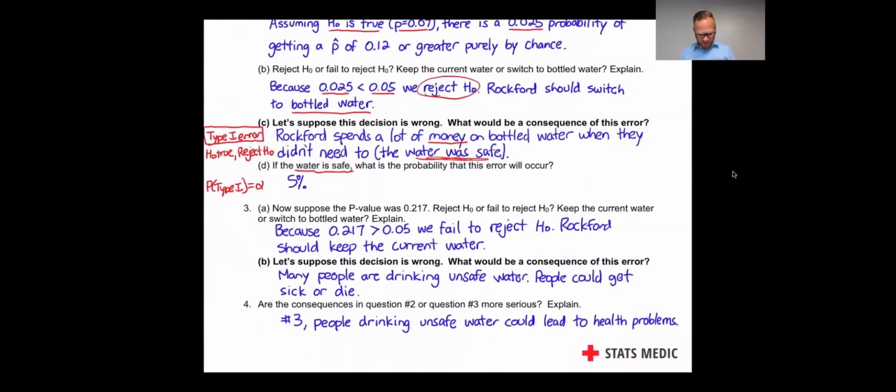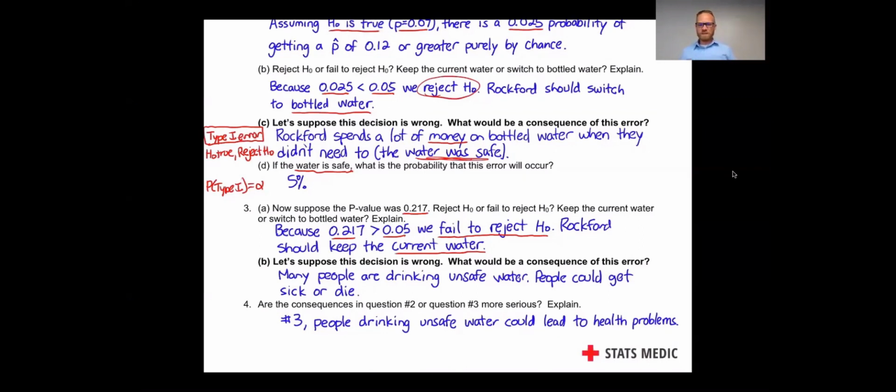Okay, let's move to question number 3, where we have a new p-value now, much larger p-value of 0.217. And so based on that one, we have to make a decision. Well, this one is definitely greater than our alpha level. And so our decision here is going to be to fail to reject the null hypothesis. And in this case, we're going to tell Rockford that they should keep the current water. Okay, they don't have to switch to the bottled water. We don't have convincing evidence that the water is unsafe. So go ahead and continue to use the current water.